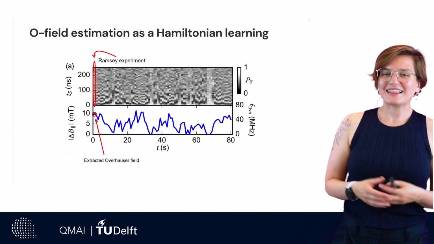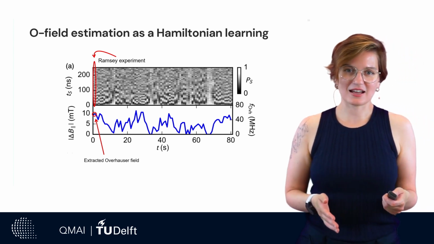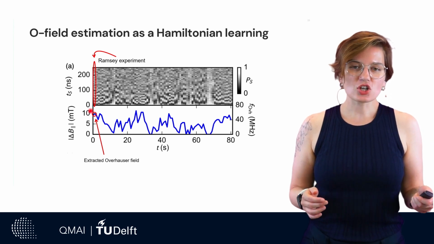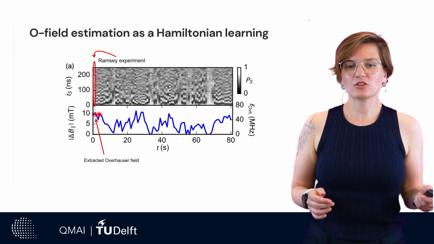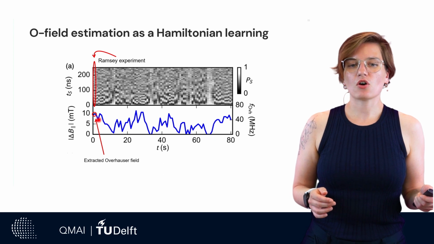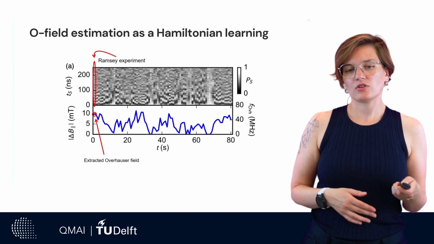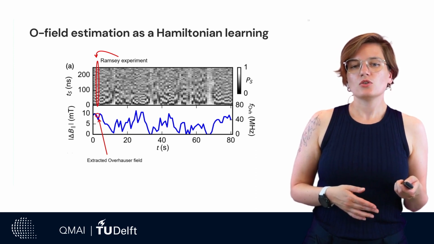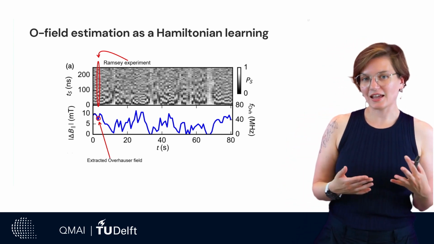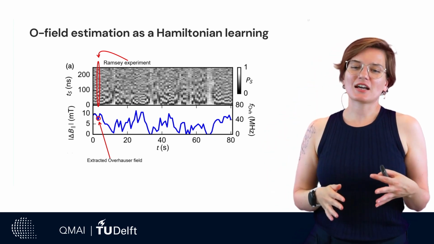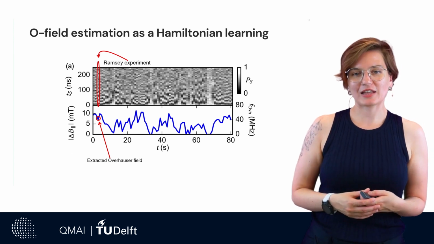So now let us see if we can view this Overhauser field estimation as a Hamiltonian learning task. What we said is that each column in this data is one Ramsey experiment. And then by fitting or another method, you can infer your Overhauser field gradient. So you measure a column of data, you infer your field, you measure the next column of data, you infer your field, and so on and so forth. Again, the difficult part here is that each data column is going to have a different Overhauser field because it keeps fluctuating as a function of time.